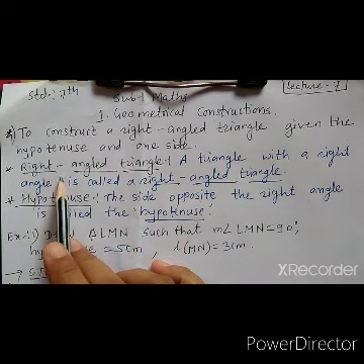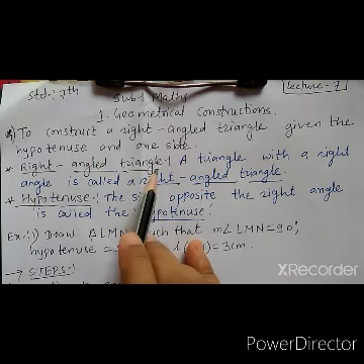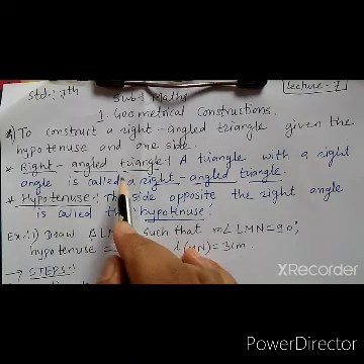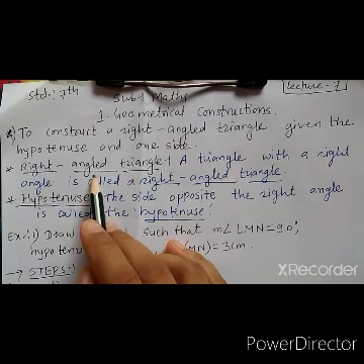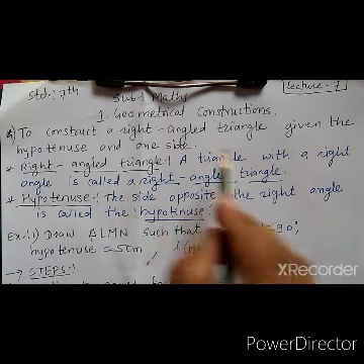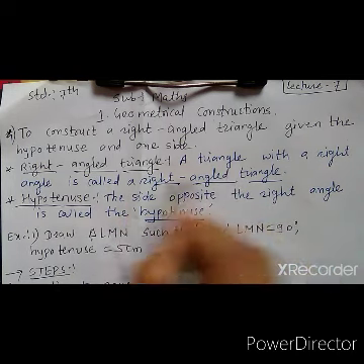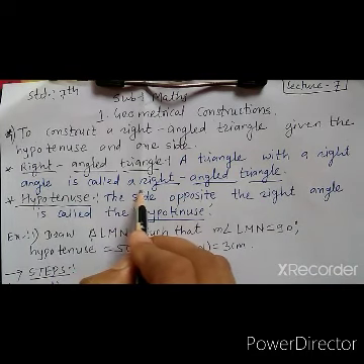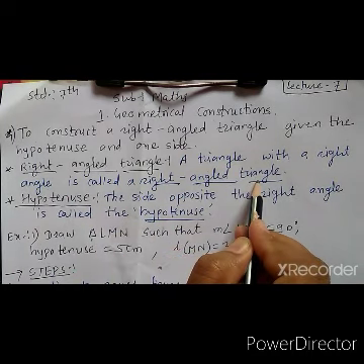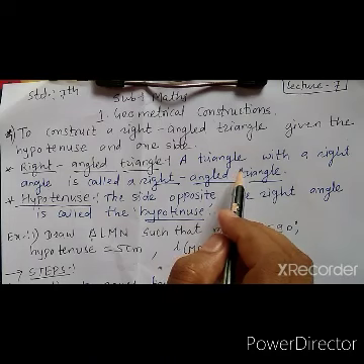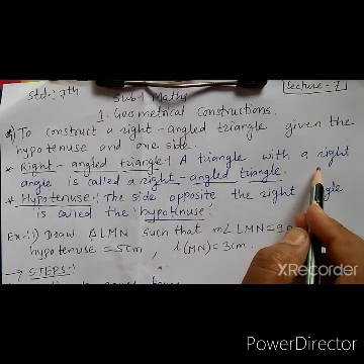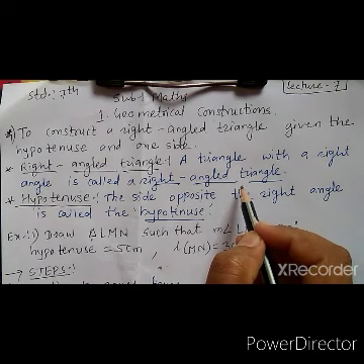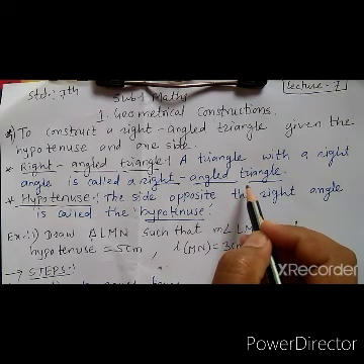So let us see right angle triangle. Already we know that right angle means exactly measures 90 degrees. That is called right angle. Now let us see right angle triangle. A triangle with a right angle is called a right angle triangle. It means that a triangle which is having an angle of 90 degrees. Right angle means 90 degrees. That is called a right angle triangle.